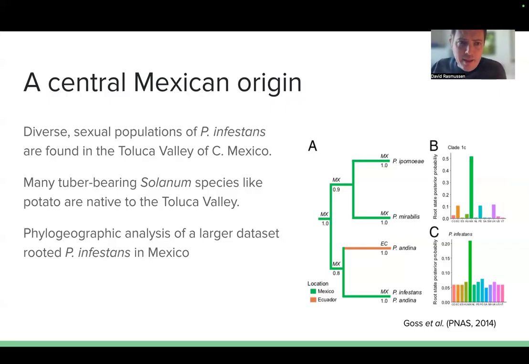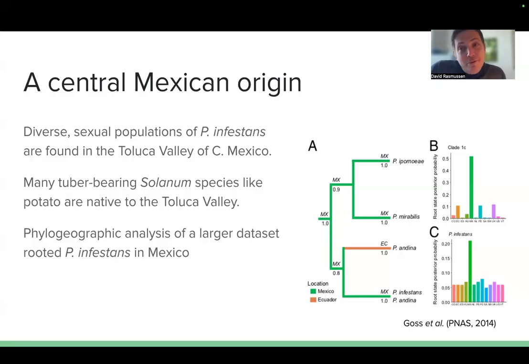And again, this makes good biological sense because there are diverse sexual populations of P. infestans in central Mexico, suggesting it could be the source population for a bunch of genetic diversity of the pathogen. And many tuber-bearing Solanum species also live in this central part of Mexico.